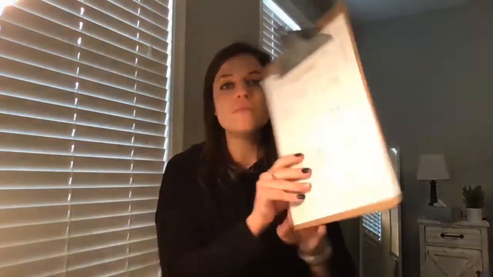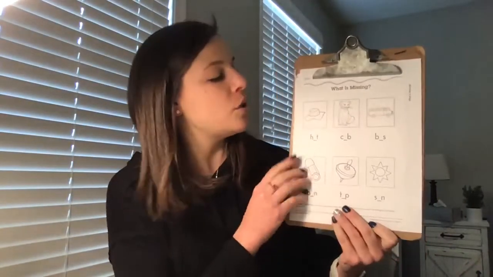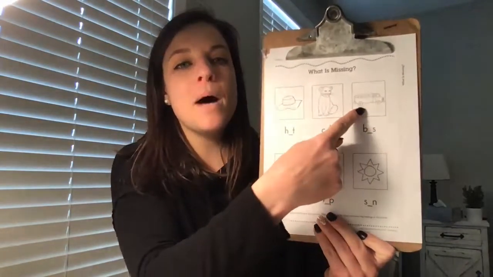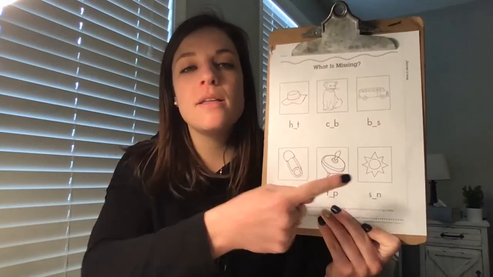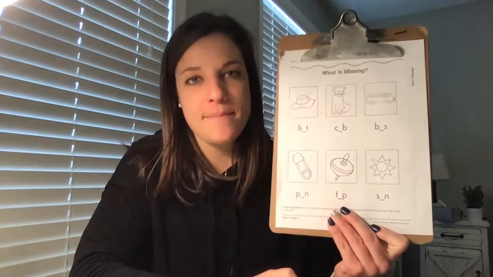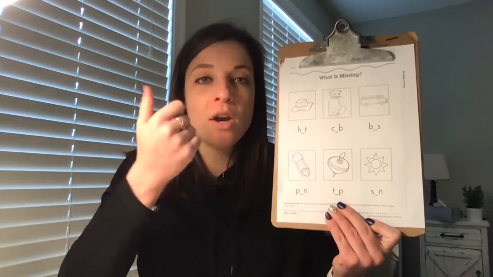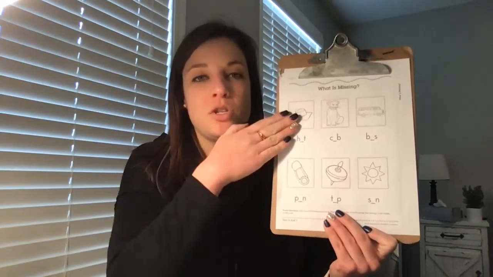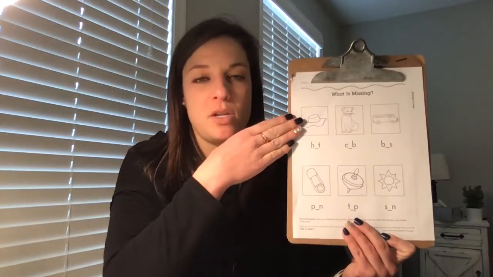So let's take a look at our pictures on our activity sheet. We're going to name our pictures, and then we're going to talk about the letters that go with each. So we have hat, cub, bus, pin, top, sun. Okay, so what the worksheet has already done, they've given us our beginning letter and our ending letter for each of the words. But remember, we're labeling the picture. So whatever word we make has to make sense and match the picture.